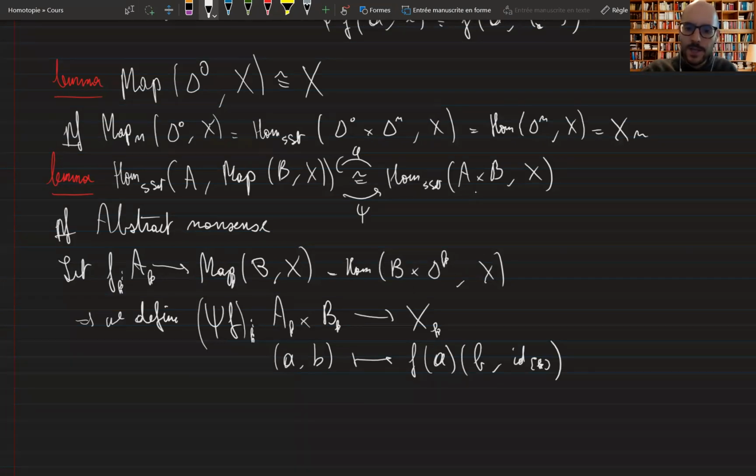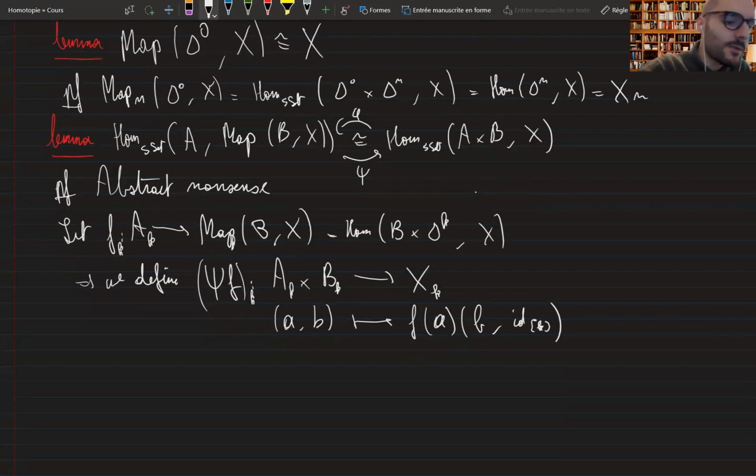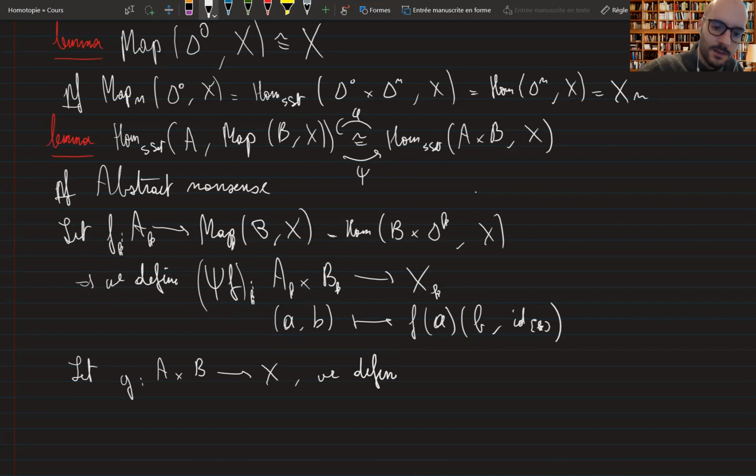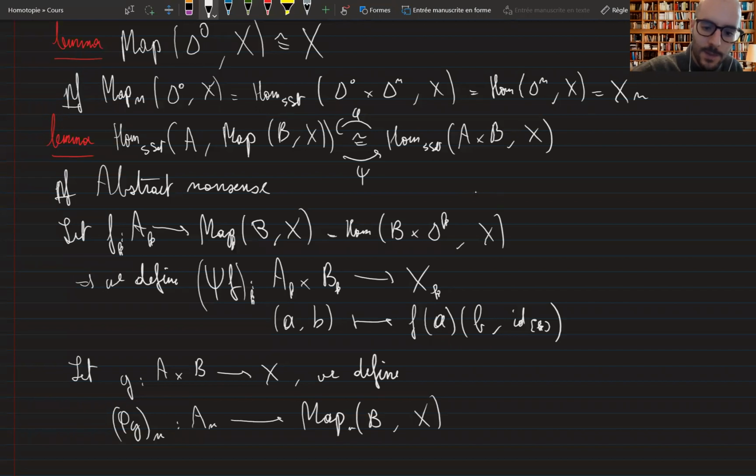Okay, which is a K simplex inside B cross delta K. And the other way around, let G be a simplicial map from A cross B into X. We define phi G to be a map from A into Map(B, X). So let's say we are in degree n. You have to go from A_n into Map_n, which is Hom of B cross delta n into X.